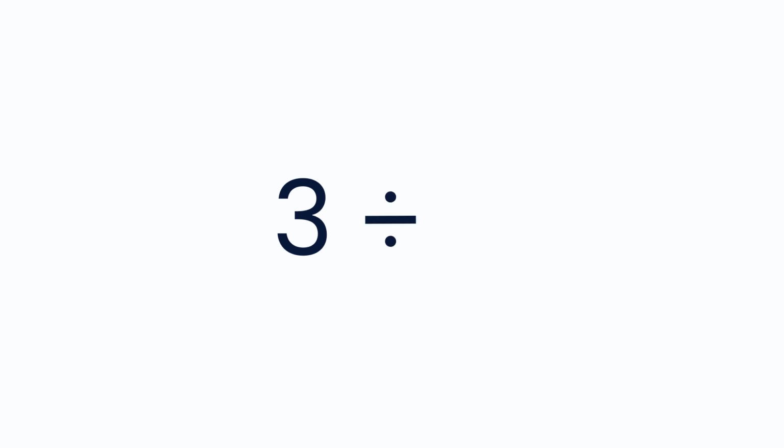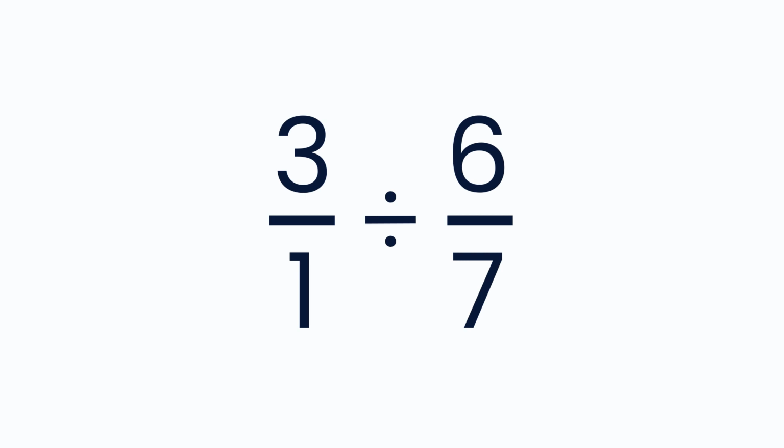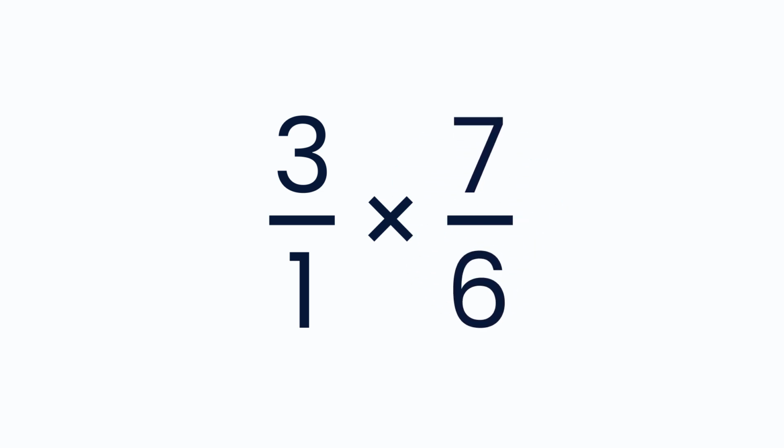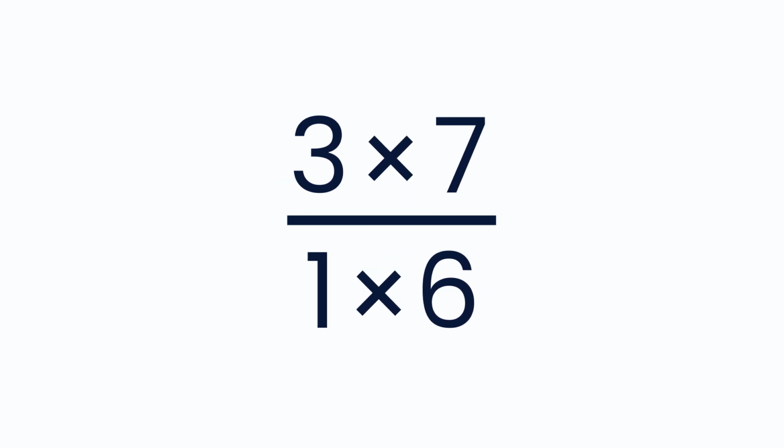3 divided by 6/7. You write 3 as 3 over 1 and use the keep, change, flip method from the previous video. Keep the first fraction, change from division to multiplication, and flip the last fraction. That gives you 3 over 1 times 7/6, which is 3 times 7 in the numerator and 1 times 6 in the denominator. You factorize the numerator and denominator to see whether you can cancel anything.